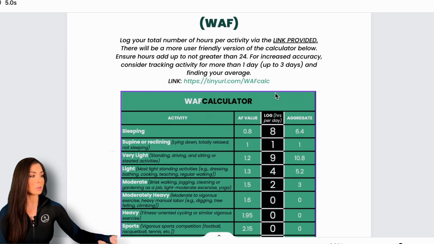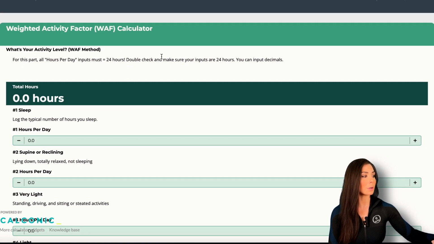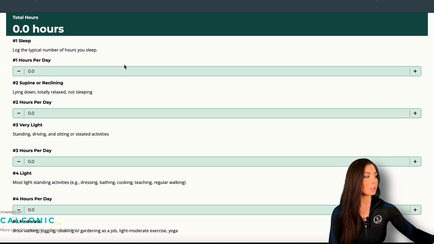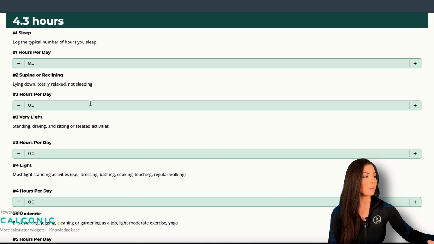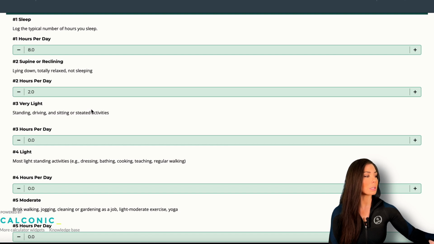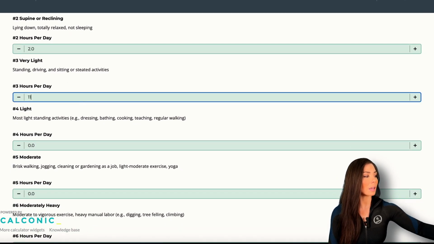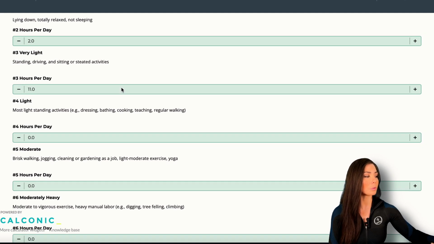Now I have this URL right here. You can click this little link. We're going to go ahead and go to that right now. So this is where the link will take you. It'll take you to this calculator in this little dialog box. And all you have to do is input and log your hours per day. Let's say this person spends 8 hours sleeping. You can do half-hour increments for this. 2 hours lounging, watching TV. And they spend the rest of the time, about 11 hours, sitting for work, sitting at home, doing things.